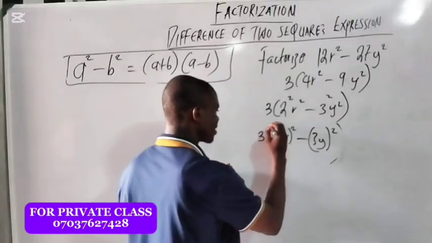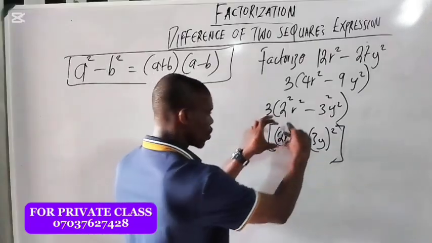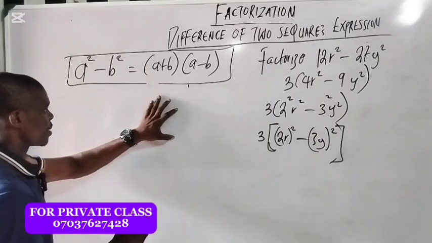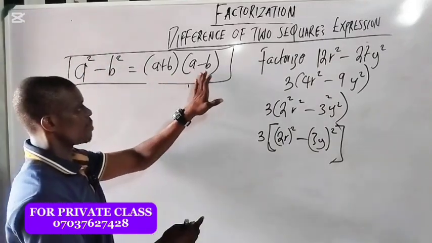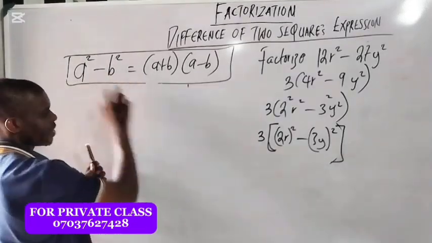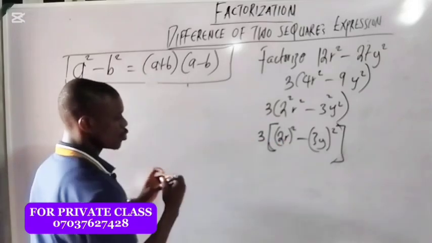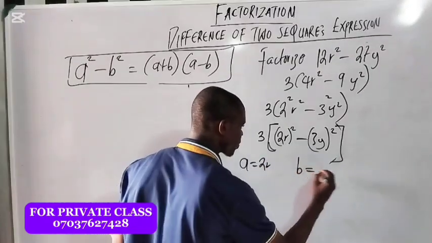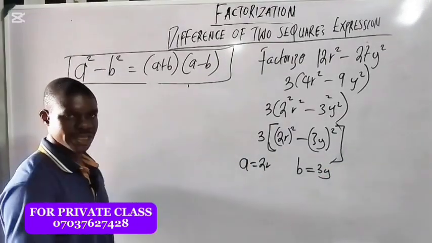So here you now have something like this. You are now going to solve inside our difference of two squares, using what formula? a square minus b square equals a plus b times a minus b, right? Now if I find out, this guy resembles this one here, but you know that my a now is what? 2r. So my a is equal to 2r. My b is equal to what? 3y. This is that.